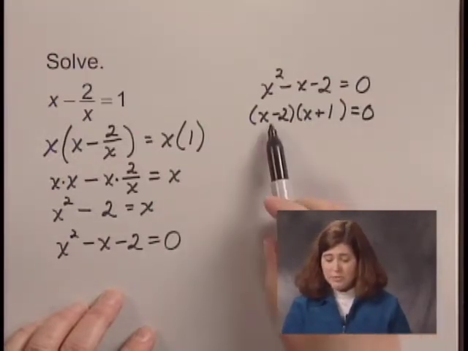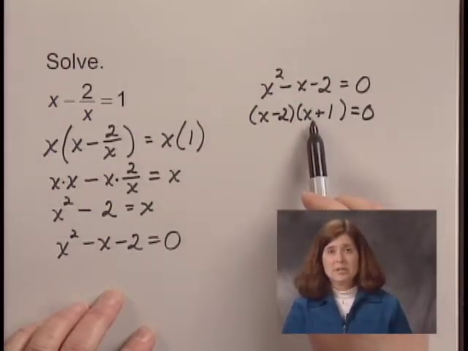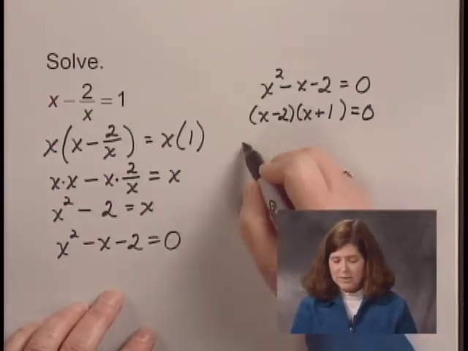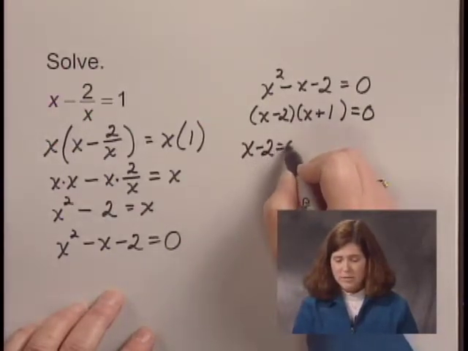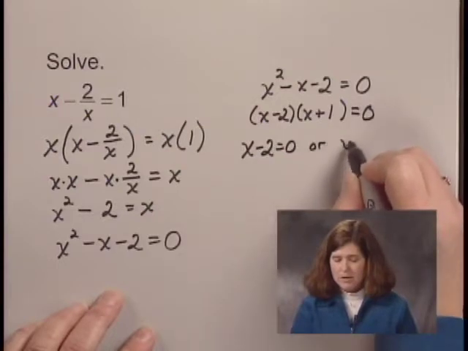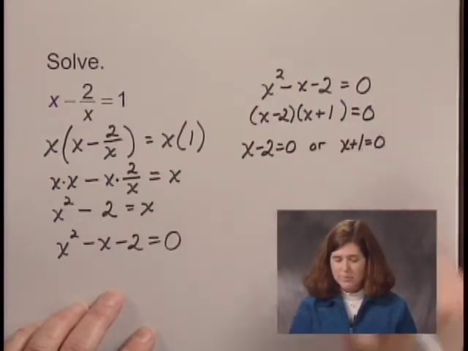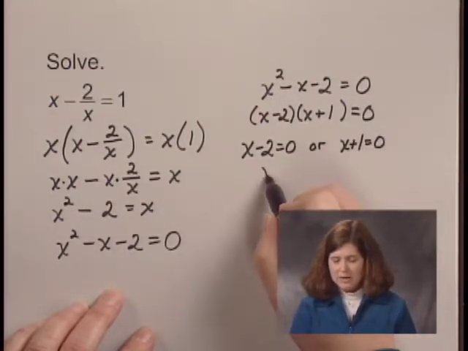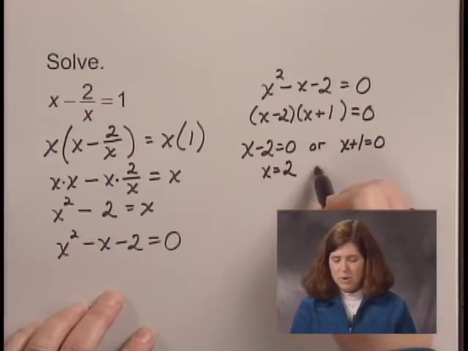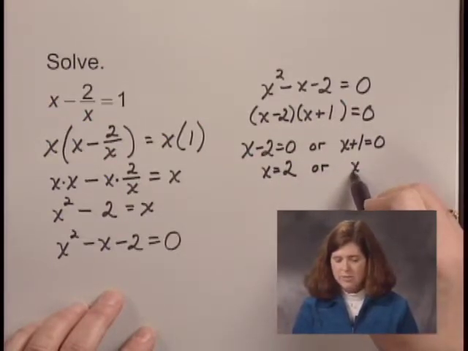And I need to now set each factor equal to 0 using the principle of zero products. I have x minus 2 equals 0, or x plus 1 equals 0. Solving for x, I have x equals 2, or x equals negative 1.